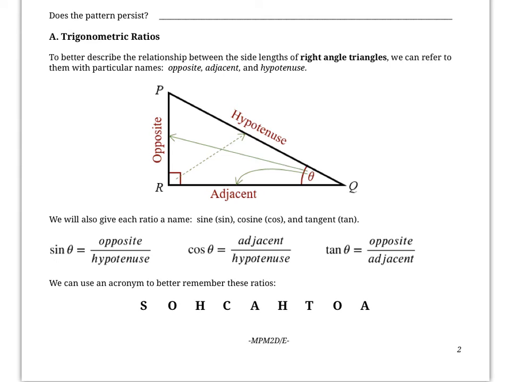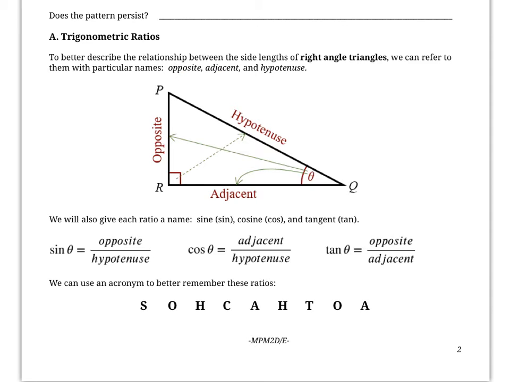So to better describe relationships between the ratios of the side lengths in right angle triangles, it's going to make it so much easier if we could just give the side lengths names, and if we can give them names that everybody would agree with. So for example, in the previous example, I just put ABC. C we know is the hypotenuse, but A and B can be either side. So we're going to use more specific names. We're going to use opposite, adjacent, and hypotenuse.